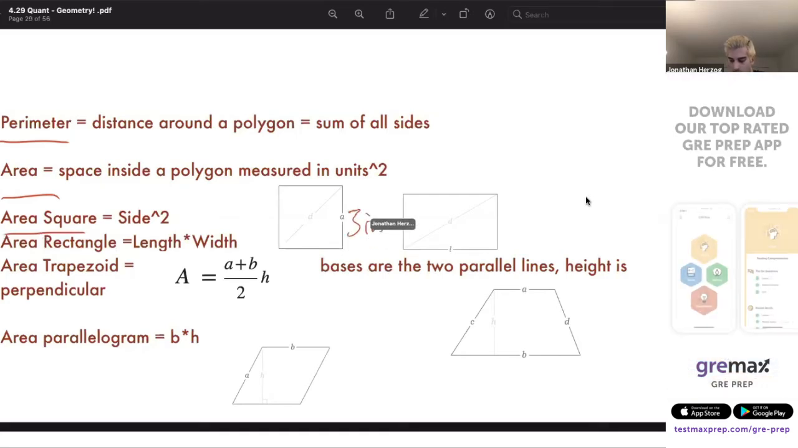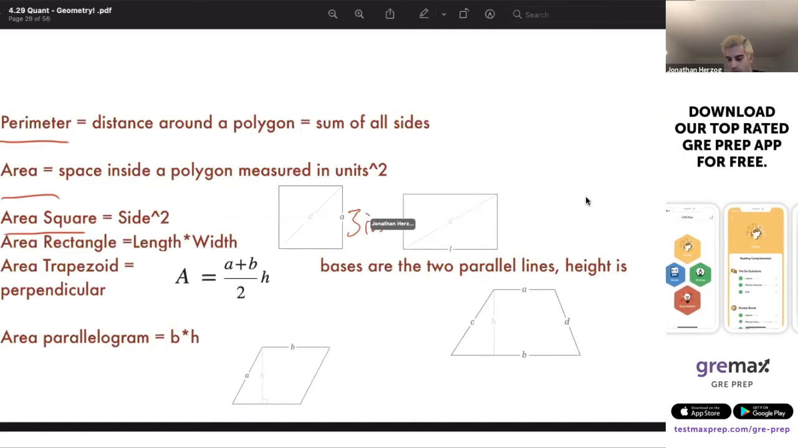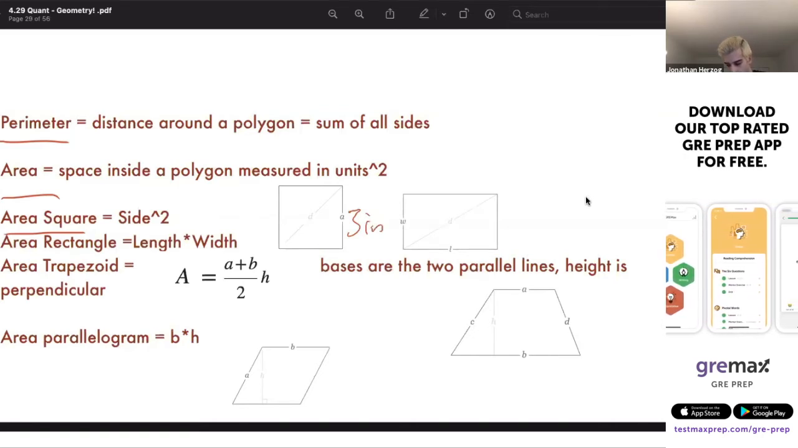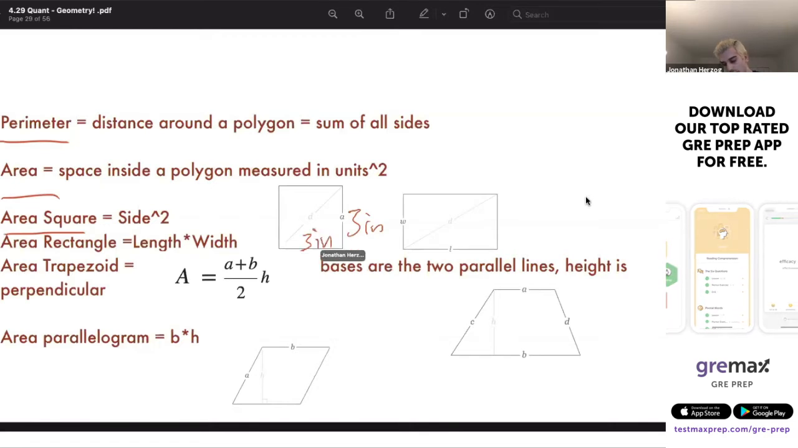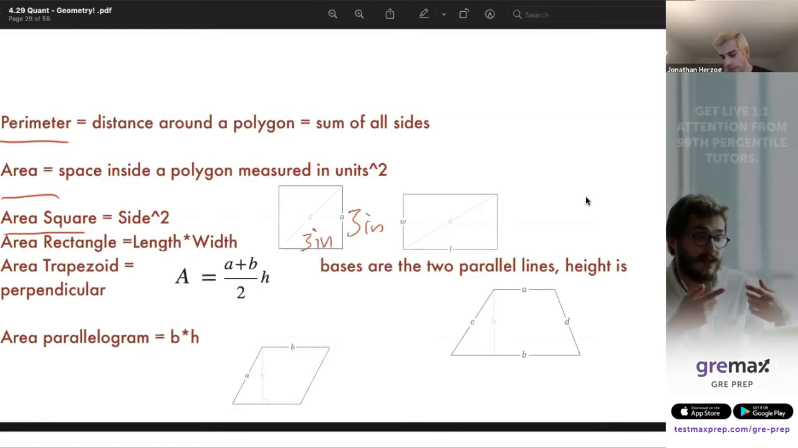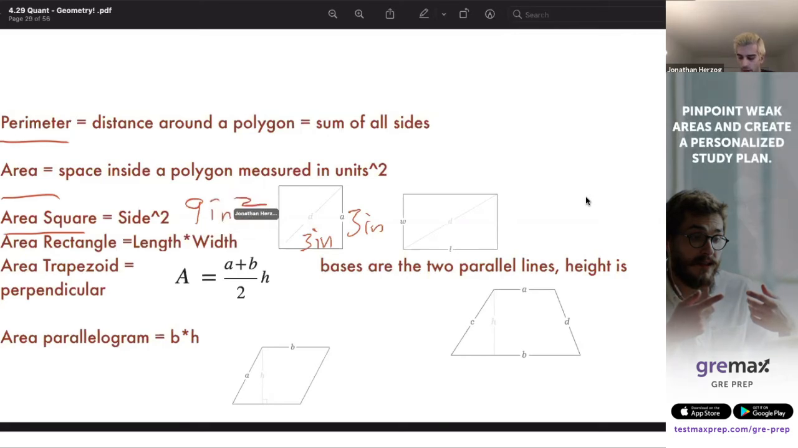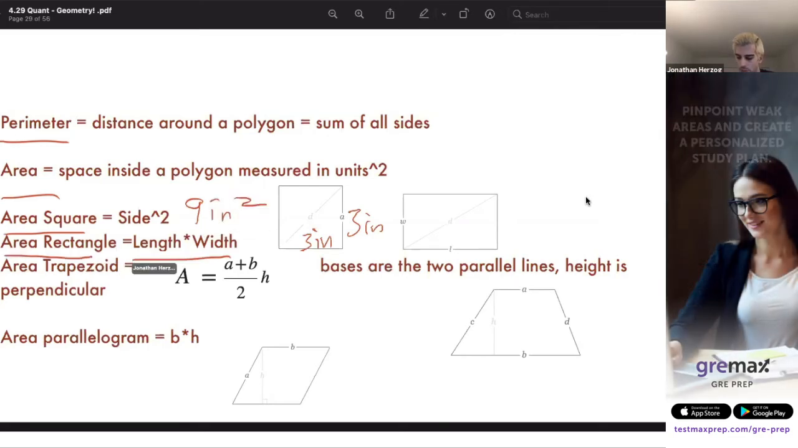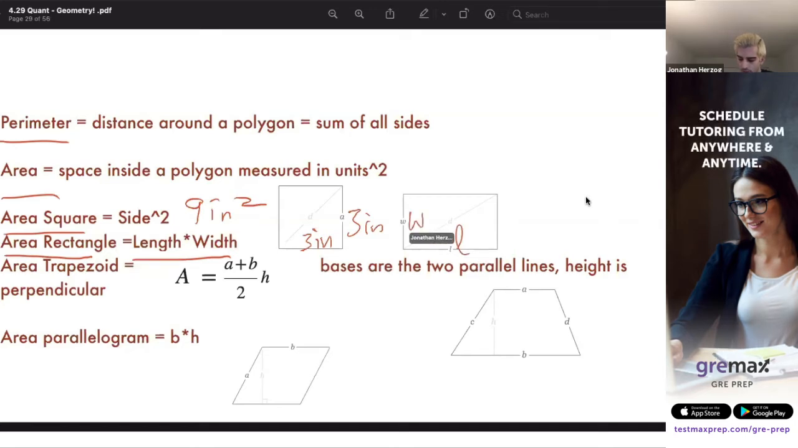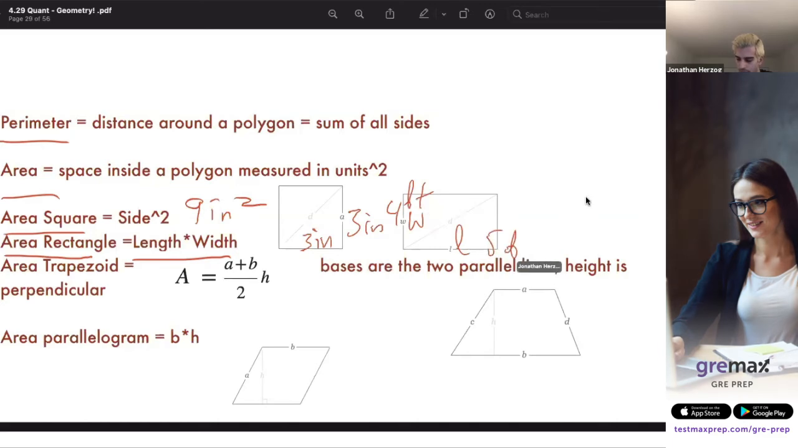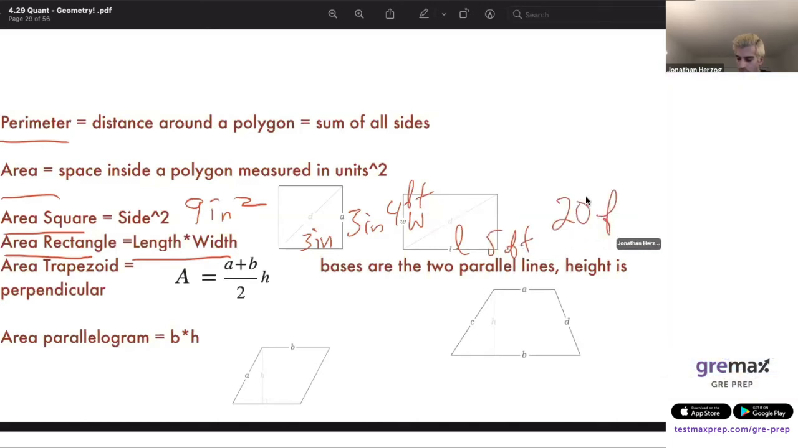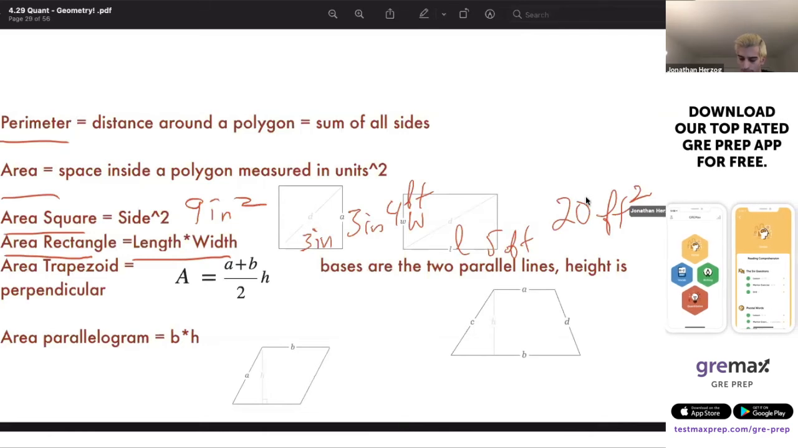with each side being 3 inches, the area is going to be one side times the other. Square has 4 90-degree angles, equal opposite sides that are all parallel. All sides are equal, so it is merely 9 inches squared. Area of a rectangle more generally is length times width. Let's say we have 4 feet times 5 feet. Area is equal to 20 feet squared.